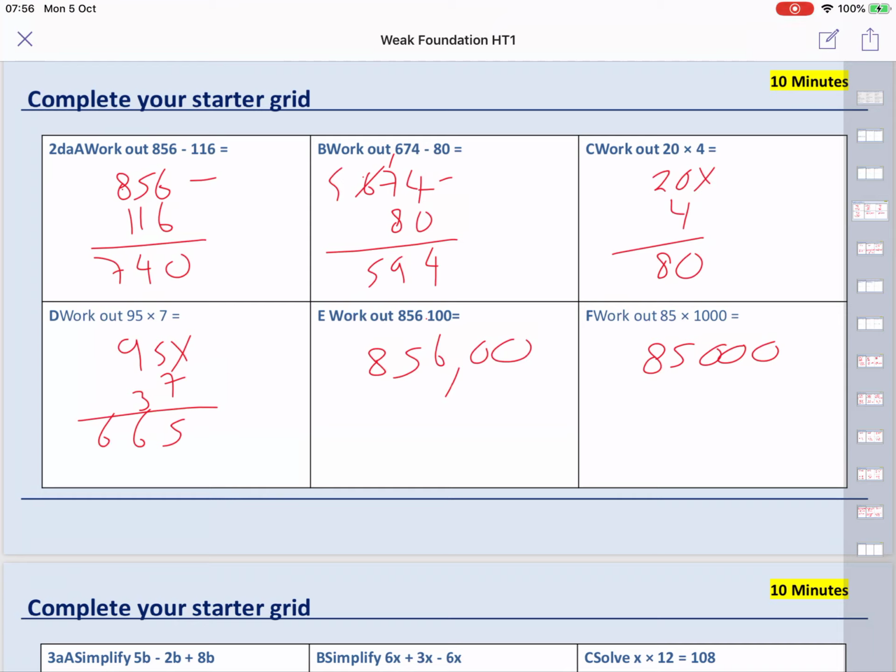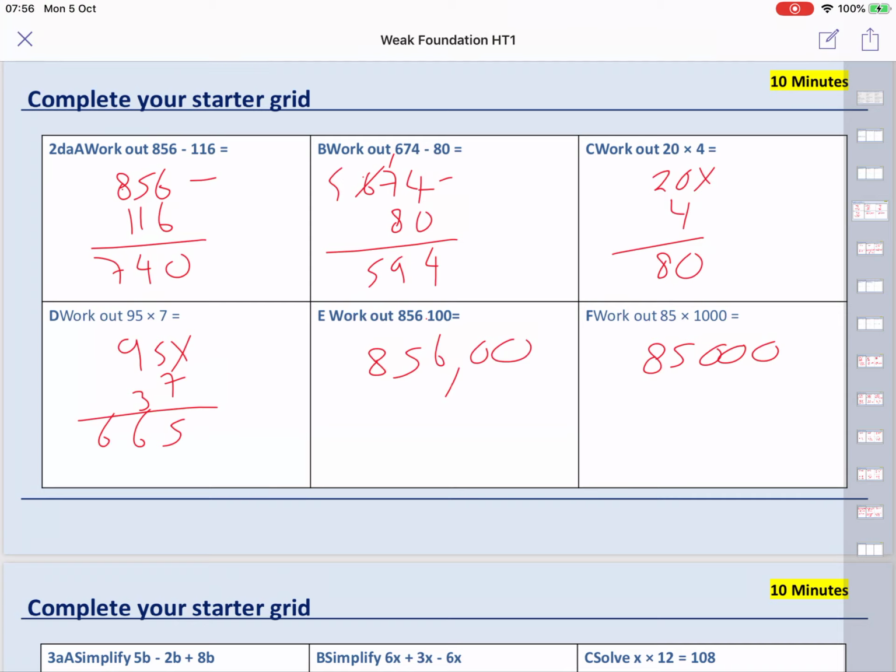Question C is 80. So 20 times 4 equals 80. Of course, if we get rid of the 0 on the 20, we're left with 2. And we can do 2 times 4 is 8. And then we just bring the 0 back in. So that's, remember how we do that.